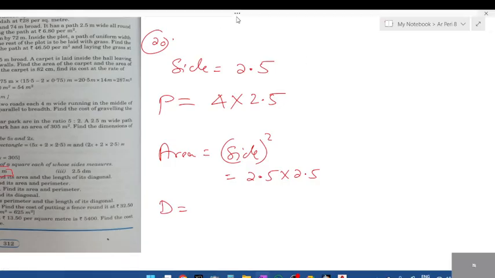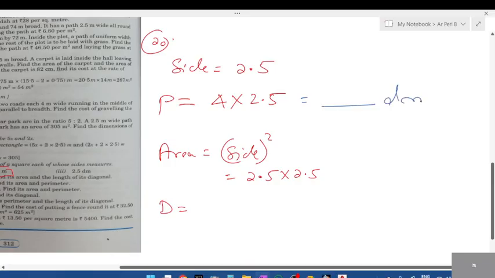Okay. So whatever you get, decimeter. 2.5 into 2.5. Remove the decimal, multiply, place back the decimal. Decimeter square. Diagonal.